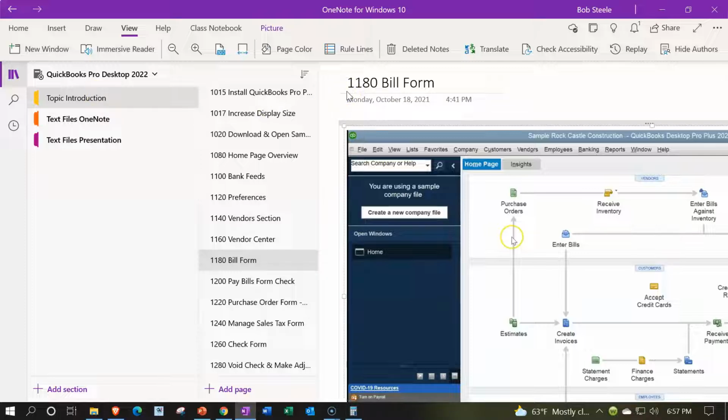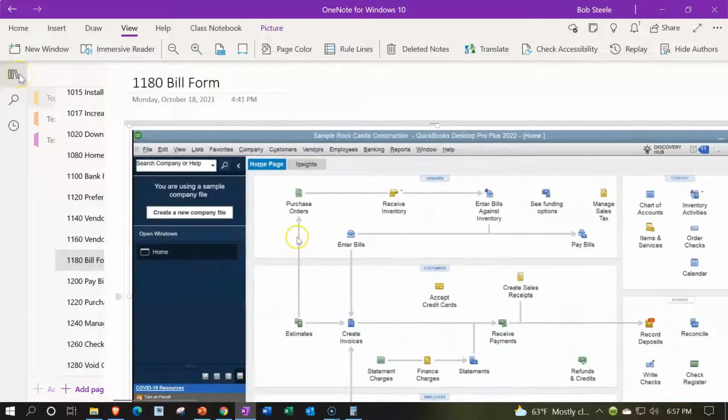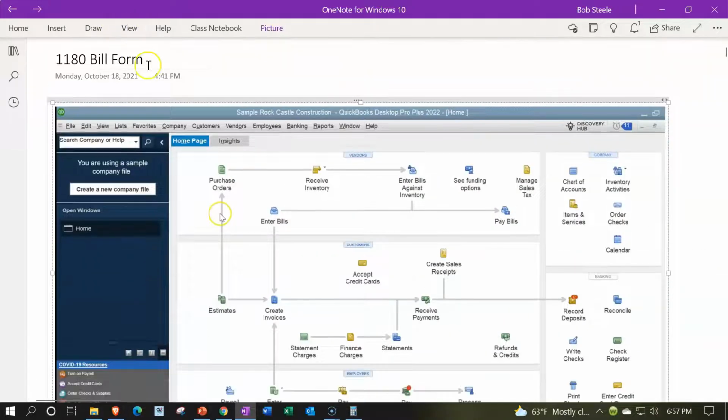Topic introductions are designed to give an introduction to the topic, provide screenshots and links where applicable, as well as give the accounting background that could be supporting what we will be doing in QuickBooks. Closing the tab on the left-hand side, we're looking into the bill form.